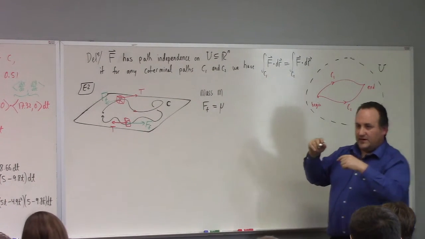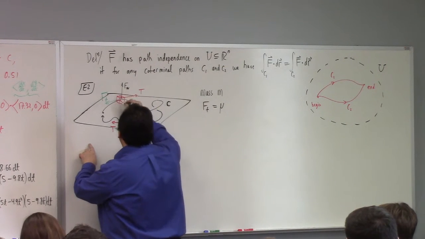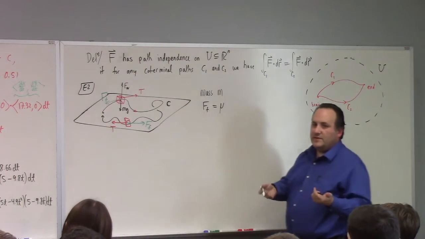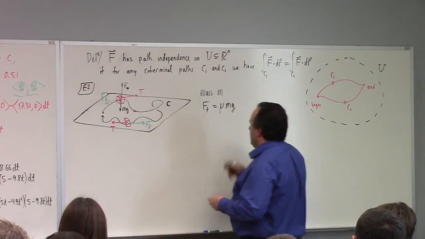Now, if there's nothing else in play, the free body diagram is kind of boring in the vertical sense. You've either got what? Normal force up, or mg down. So the normal force is equal to mg here. Force of friction, just mu mg.